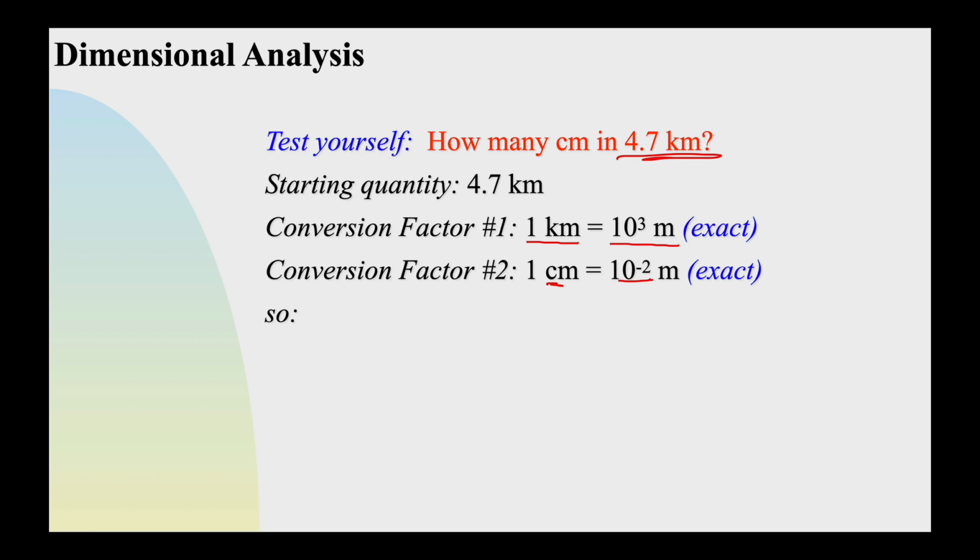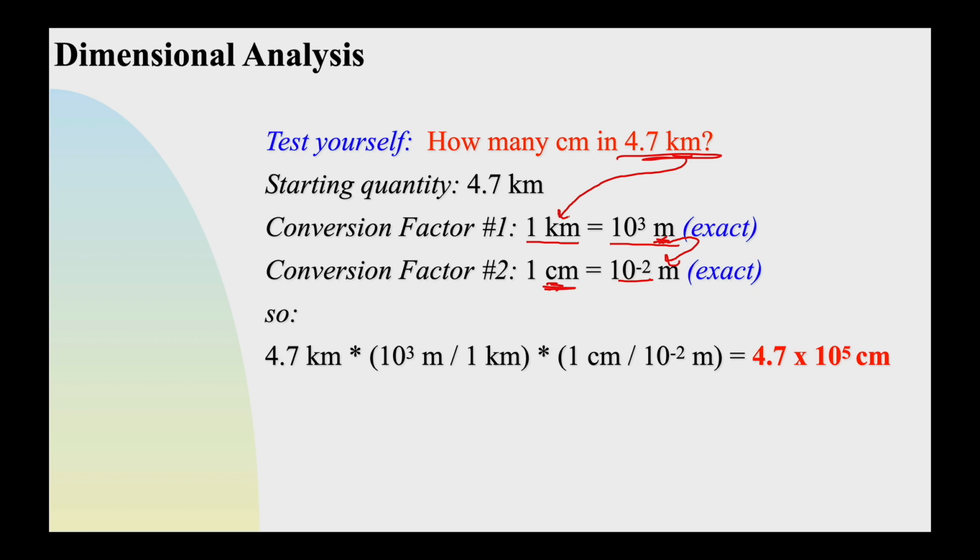centi was 10 to the minus 2, so a centimeter is 10 to the minus 2 meters. So in this problem, I'm going to use the 4.7 kilometers, and I'm going to cancel it with this kilometer to get meters. And then I can use this meters and that meters to cancel each other out and be left with just centimeters. So what I would do here, start with 4.7 kilometers times 10 to the 3rd meters per 1 kilometer.